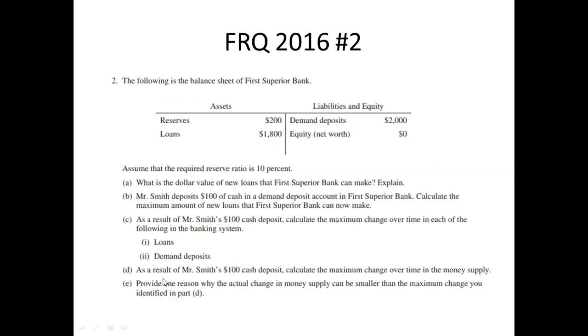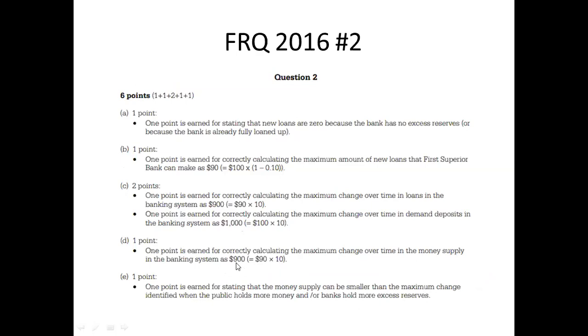And then lastly, part E, provide one reason why the actual change in the money supply can be smaller than the maximum change you identified in part D. So why might we not get an actual creation of $900? Pretty simple. Banks don't always loan out all of their excess reserves. Sometimes they want to keep money. Why might a bank want to keep money? Because there's always the off chance that a bunch of people come to the bank and withdraw all their money. Let's say the reserve requirement is 10%, you loan out 90% of your money, and all you have on hand is 10%.